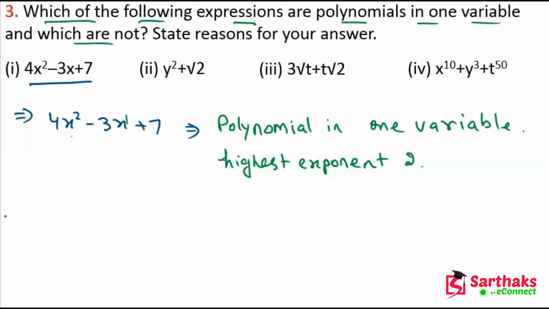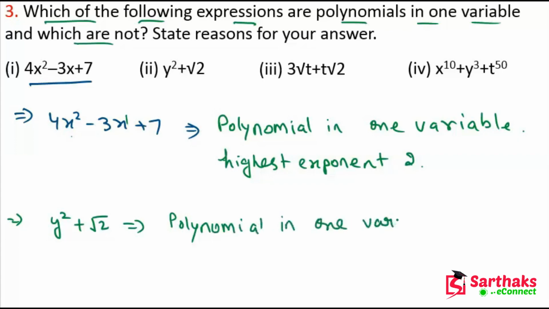Now if you talk about the second part, we have y square plus root 2. Again, this is a polynomial in one variable. I hope you understand these things. This is a polynomial in one variable with the highest exponent being 2 of y. I hope you understand these things.